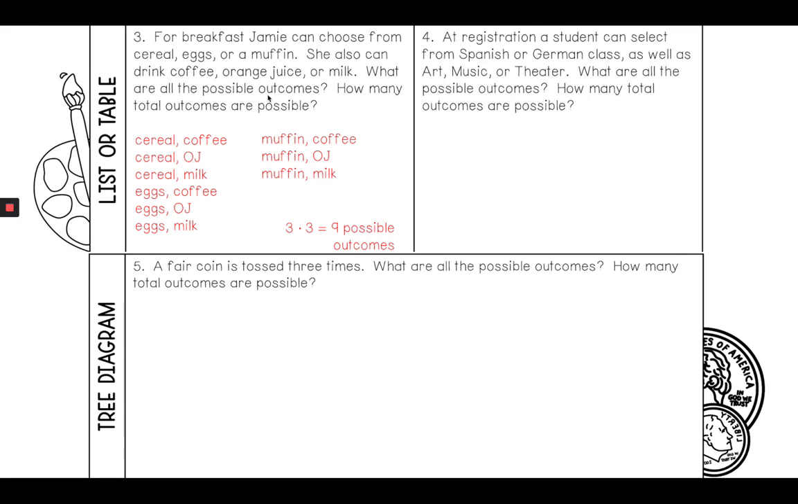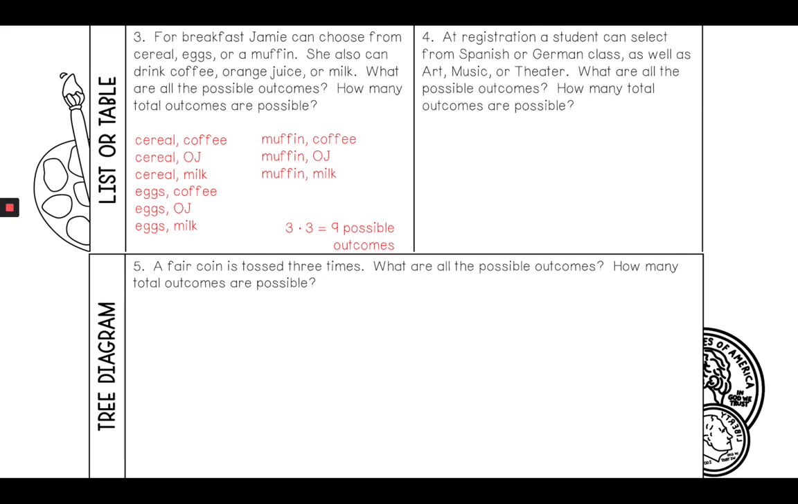Okay, number 4. At registration, a student can select from Spanish or German class, two options there, as well as art, music, or theater. There's 3 options there. So what are the possible outcomes and how many total outcomes are possible? So we have 2 questions again. We need to list the possible outcomes, and then we need to see how many total there are.